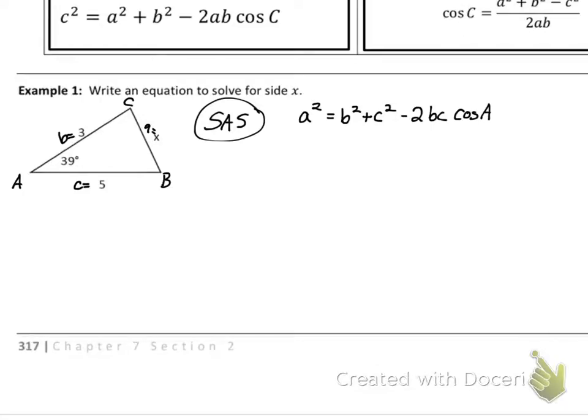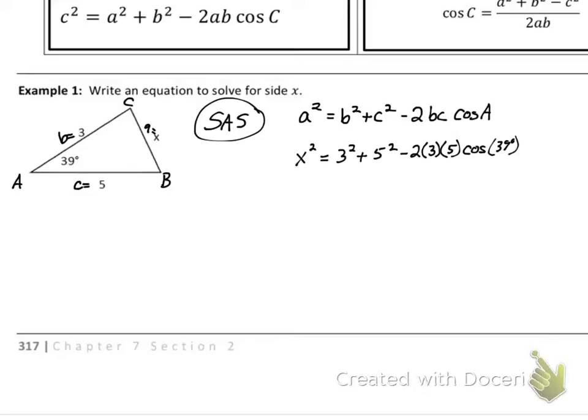Now we just fill in our information. A is actually x in this problem. You could leave it as A, it's just a variable. Let's just change it to x because that's what they have in the problem. My B is actually 3, so we'll have 3 squared. Plus my C is 5, so we have 5 squared. Minus 2 times 3 times 5 times the cosine of A, which is 39 degrees.